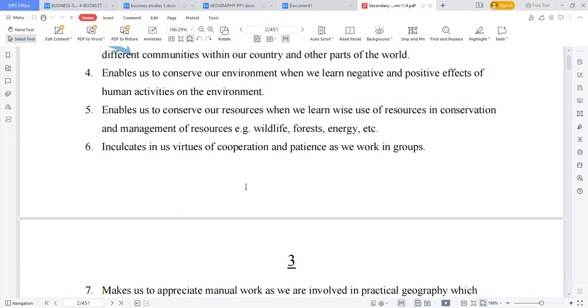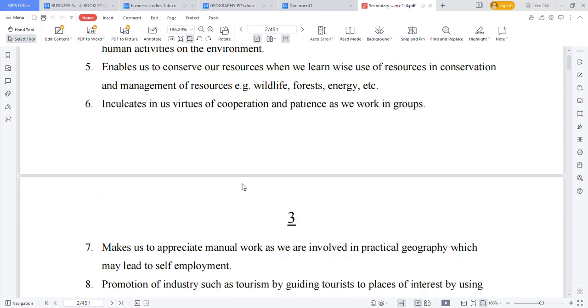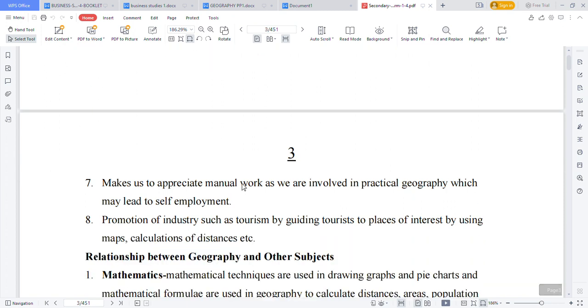Then number 6, it incorporates virtues of cooperation and patience as we work in groups. Most of the time when you're doing geography, you will be working in groups, especially for map work, field work, photographs, and statistics. So it keeps you with virtues of cooperation and patience as you work in groups.